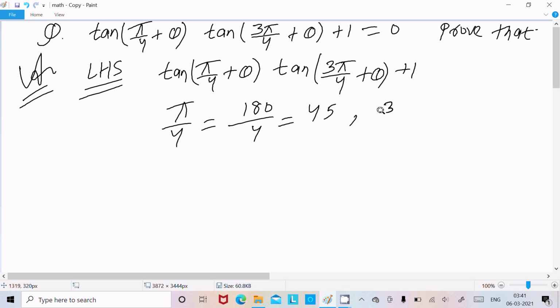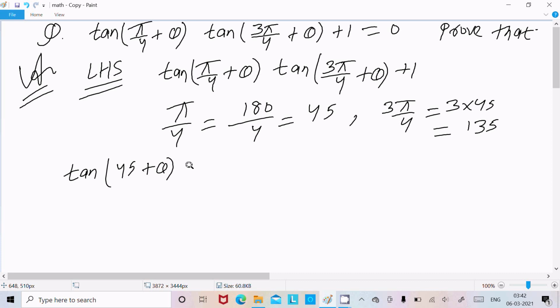Now 3π/4, the value is 3 into 45, then we can write this as 135. So we can write 135. Now here the same is, we can write this as tan(45 + θ) into tan(135 + θ) plus 1.